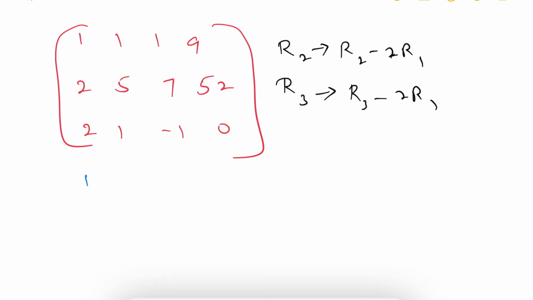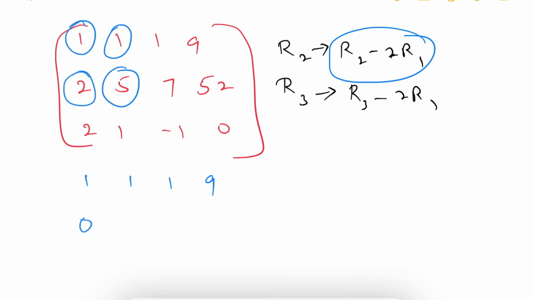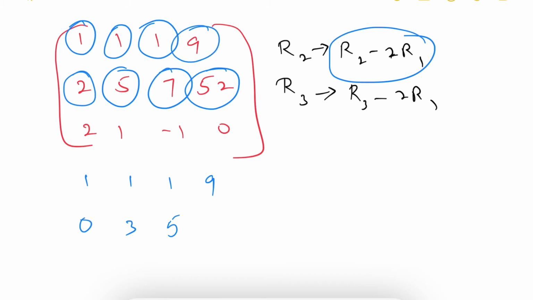First row as it is 1 1 1 9. Then second row we are taking as row 2 minus 2R1. So 2 minus 2 is 0, 5 minus 2. I am doubling the first row elements. So 5 minus 2 will become 3. 7 minus 2 is 5. Next 52 minus 9 twos is 18. 52 minus 18 is nothing but 34.